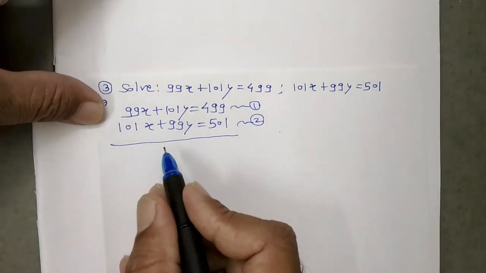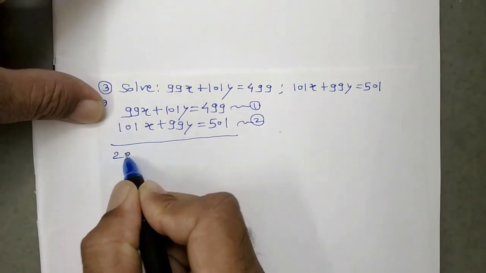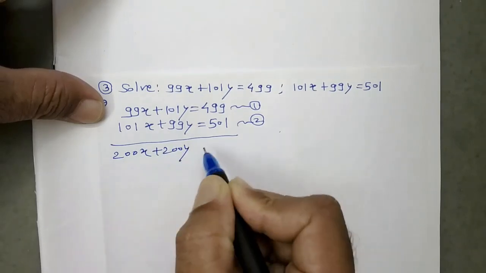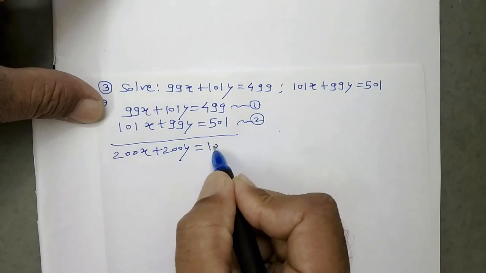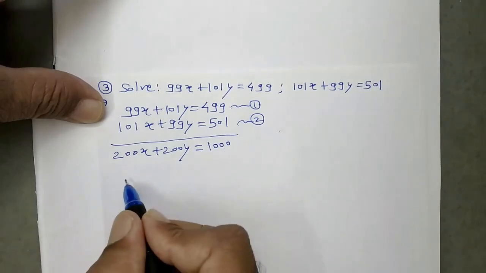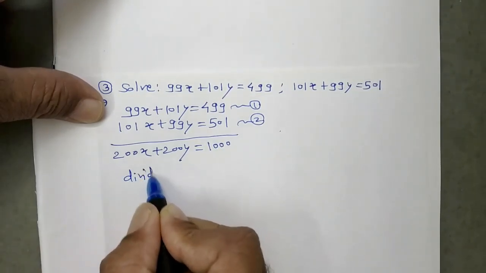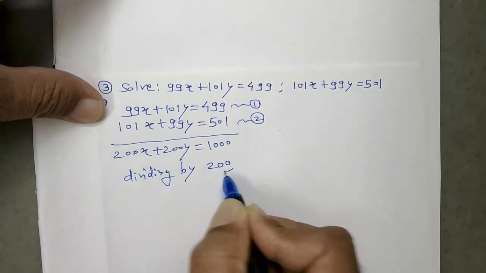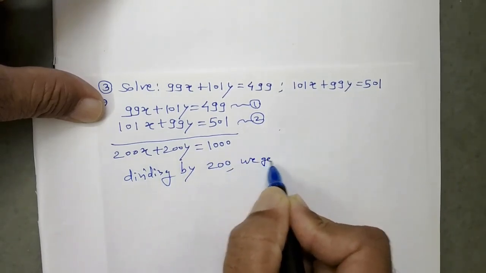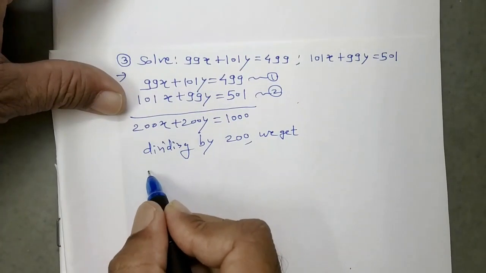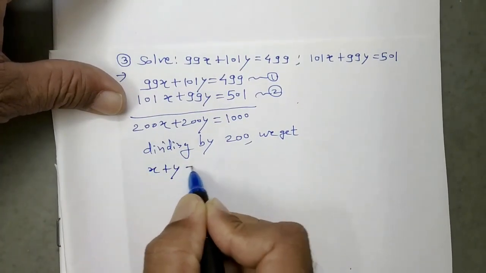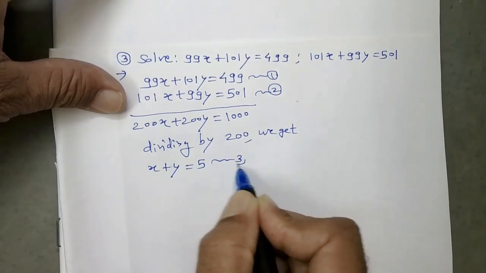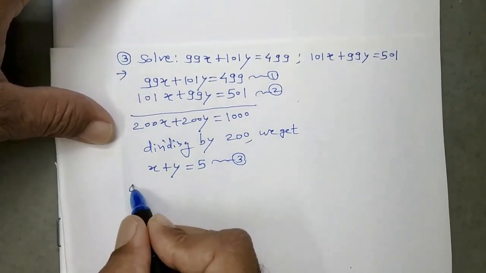Therefore, first we take addition. That is 200x plus 200y is equal to 1000. Dividing by 200, we get x plus y is equal to 5. This is equation number 3. And now take this equation first and equation second, that is 99x plus 101y is equal to 499. Equation 1. 101x plus 99y is equal to 501. Equation 2.